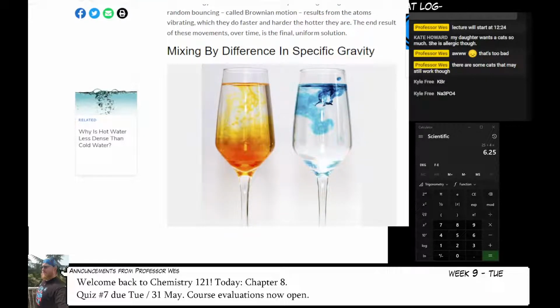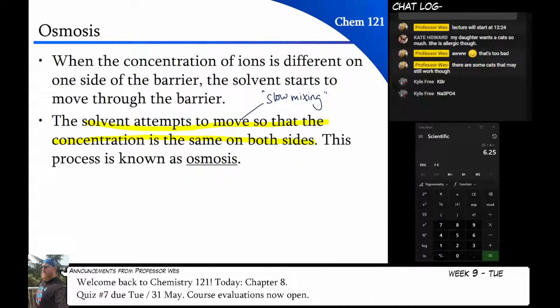Mixing occurs on its own because molecules are moving randomly. So all solutions will try to mix themselves, essentially. With osmosis, a barrier is in the way, but water can move through the barrier anyway. It's just the solute can't. And so the water is going to move in the direction so that the solution becomes effectively evenly mixed. And the way that the solution thinks that that has happened is that the concentration on both sides is the same.